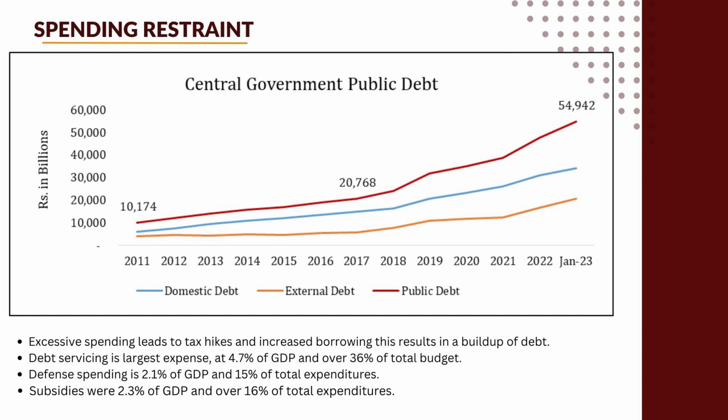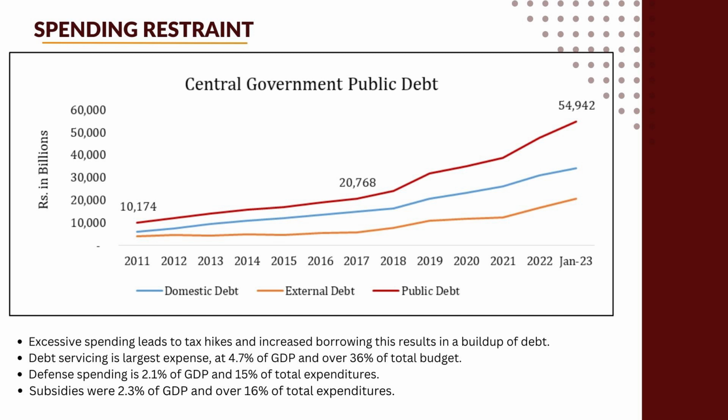The next pillar is spending restraint. Spending restraint implies that there should be efficient allocation of public resources. Unfortunately, our public expenditures are much higher than our revenue collection, and that is why government has to raise taxes every year and borrow from domestic and external sources. So the central government public debt in 2011 was around 10 trillion rupees, and it has increased to around 55 trillion rupees till the end of January 2023.